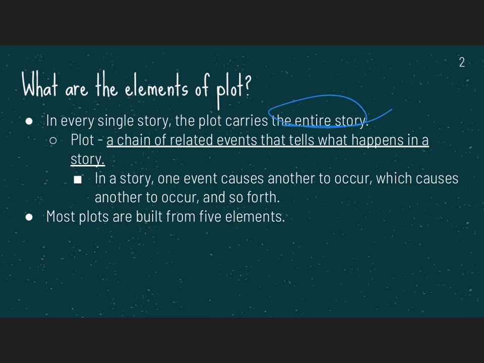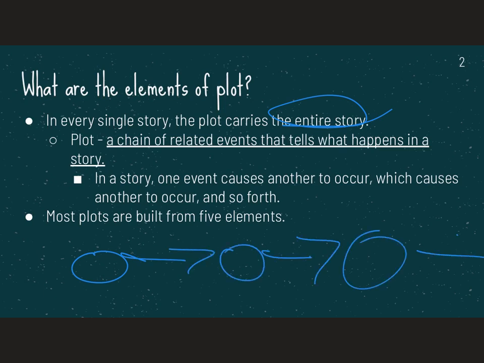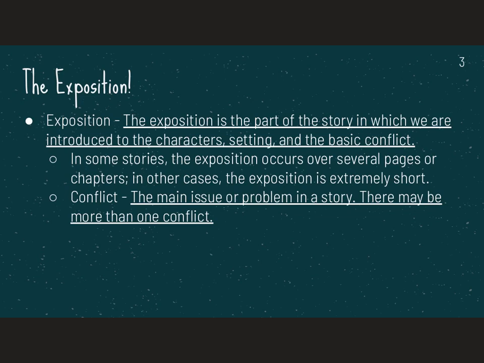In every single story, the plot carries the entire story. So a plot is a series of related events that tells what happens in a story. In a story, one event causes another to occur, which causes another to occur, and so forth. Most plots are built from 5 elements. The first element is the exposition. The exposition is the part of the story in which we are introduced to the characters, the setting, and the basic conflict. In some stories, the exposition occurs over several pages or chapters, and in others, the exposition is super duper short.